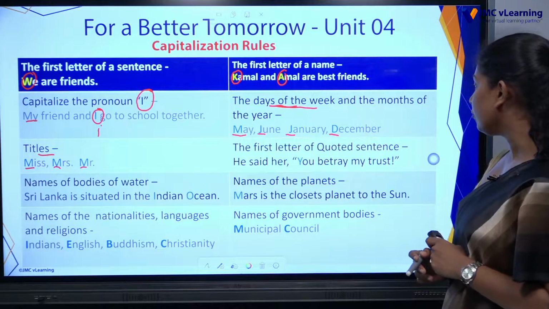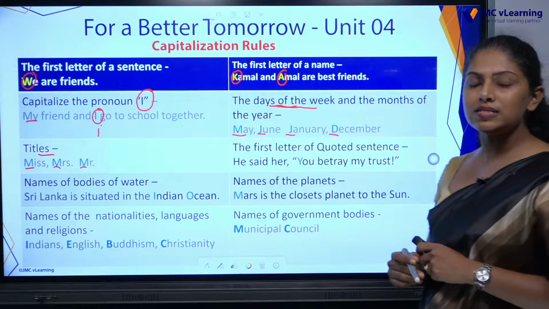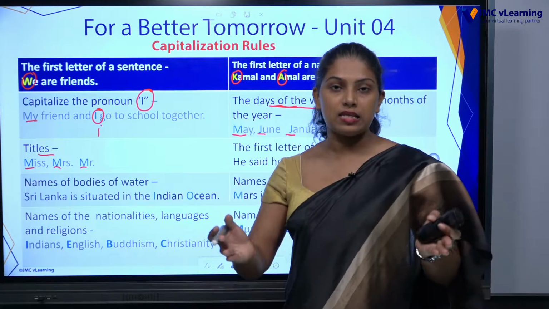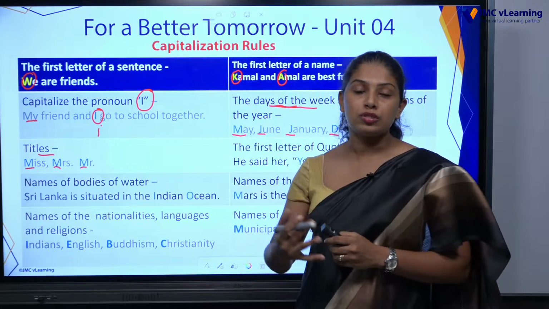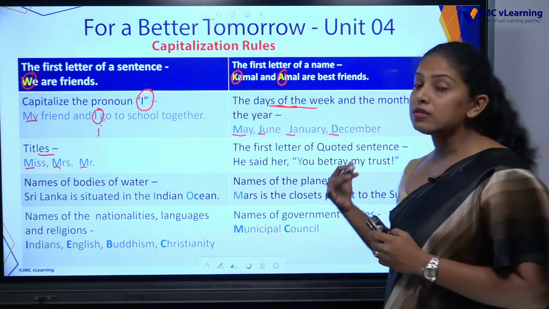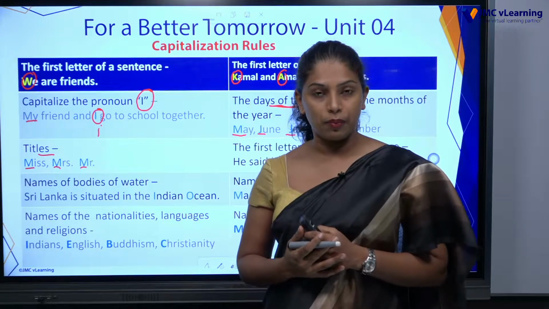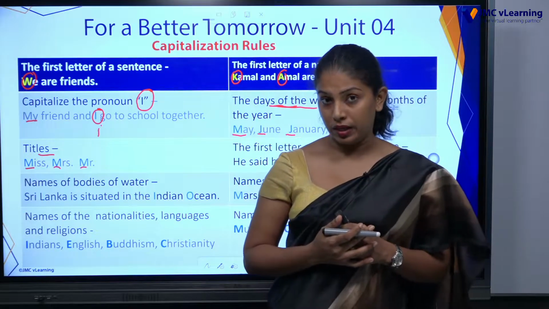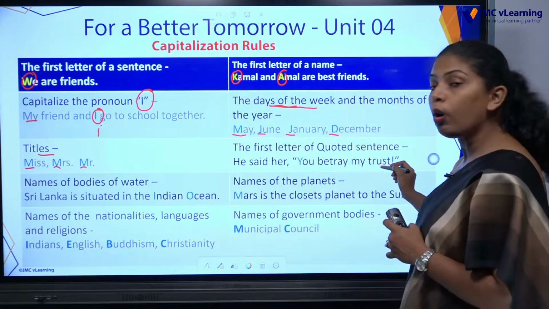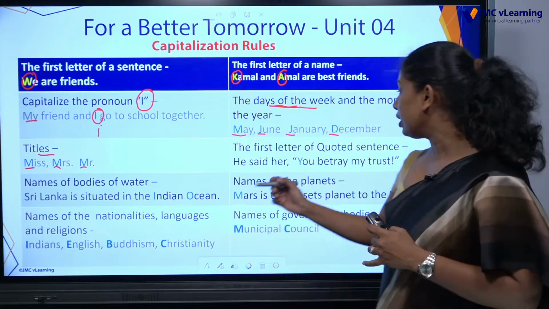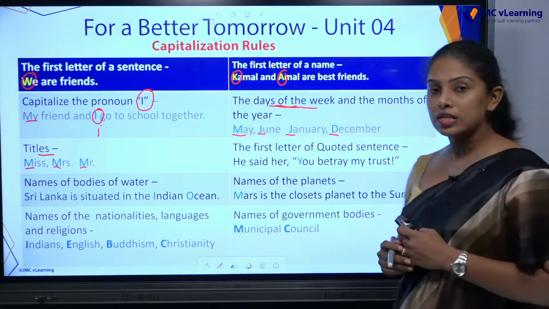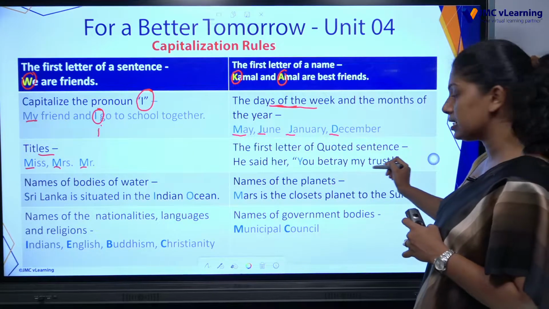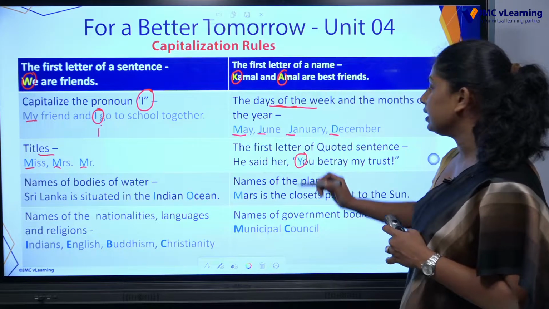The first letter of a quoted sentence. A quoted sentence means something someone has said to someone. That's a sentence that someone has said to someone, we use them as quoted. That means direct speech. I think you have learned that in a previous lesson, direct and indirect speech. So, when someone has said a direct speech, the part he has quoted, we are using quotation marks like this, and those are called quoted sentences. So, when you are starting a quoted sentence, the first letter should be capital there as well.